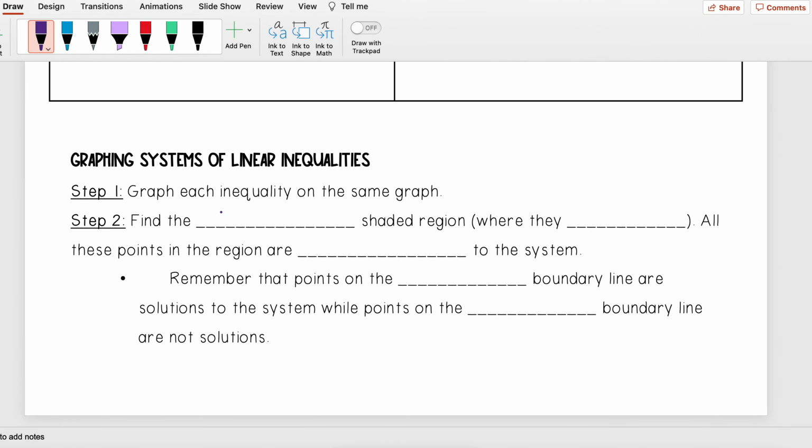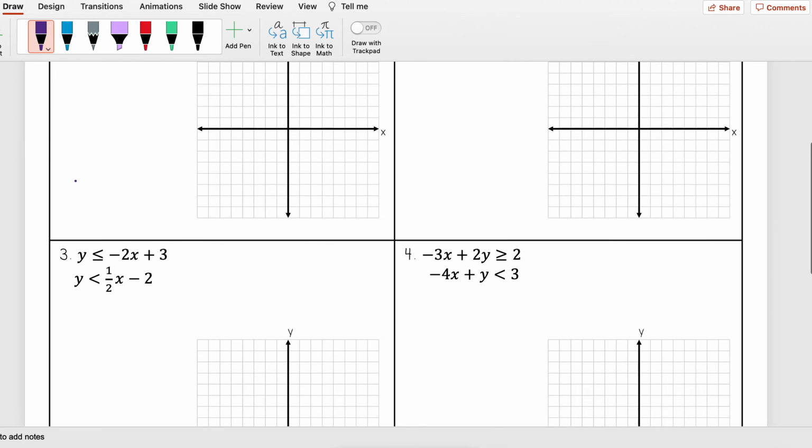And then what we're looking for is we want to find the common shaded region. In other words, where they overlap. And that is because all these points in the region are solutions to the system. So everywhere where the shadings overlap, any point in that region is going to be a solution. And remember that points on the solid boundary line are solutions to the system, while points on the dashed are not. And we'll see some examples of that later on. But let's get into some examples of graphing these systems.